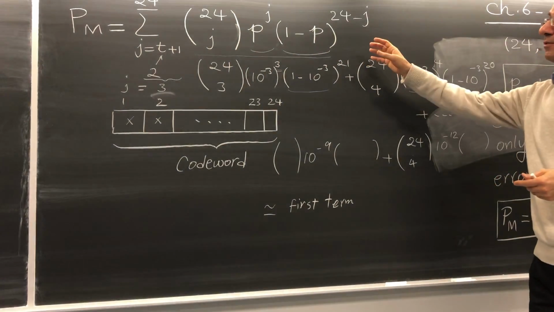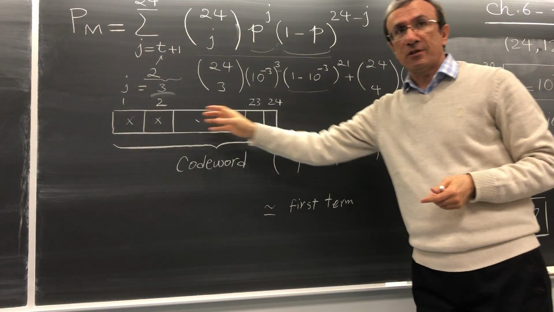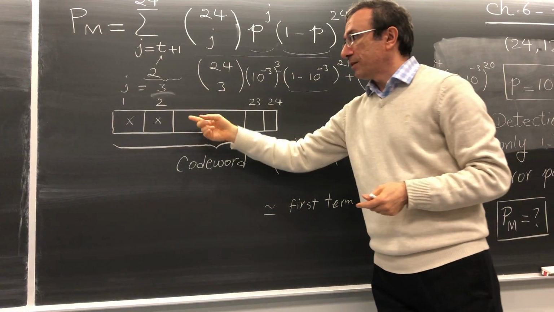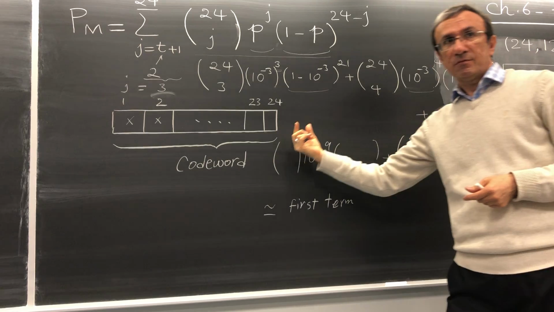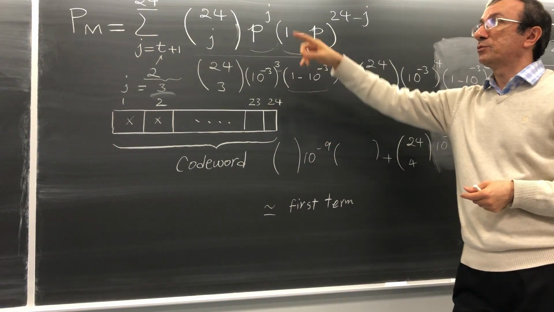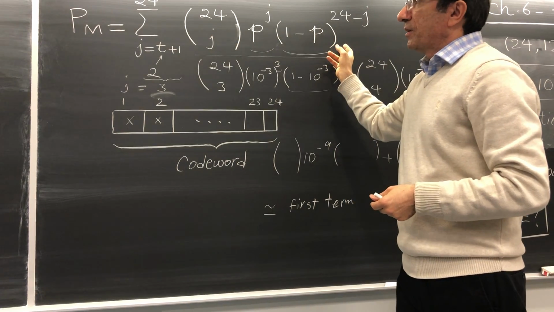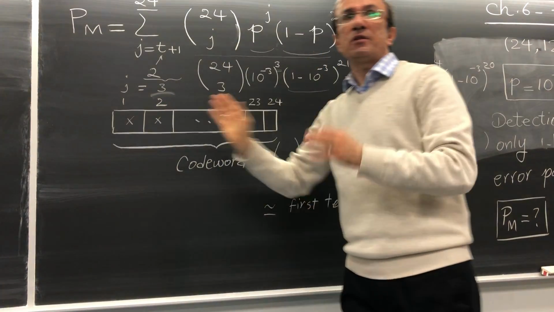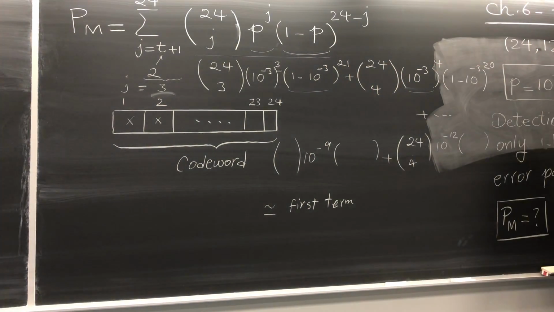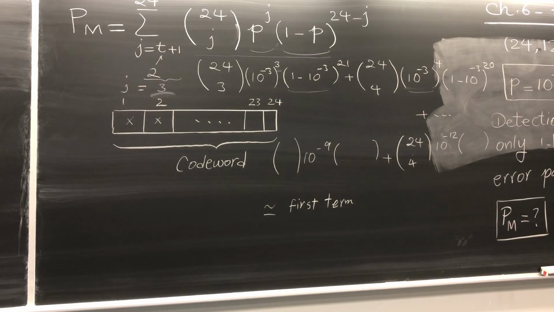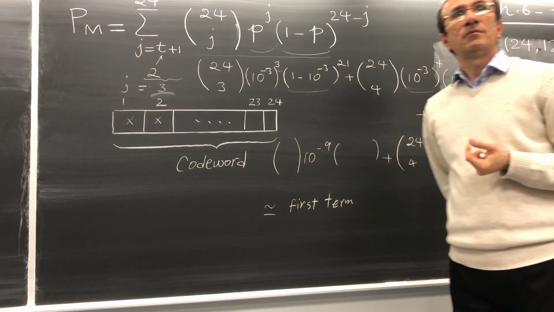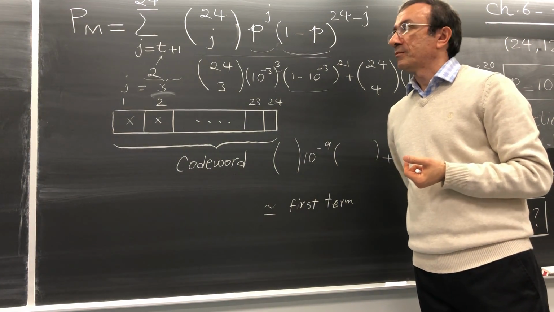Now, if some errors occur in the code word, it's going to be 3 bits of error, 4 bits of error, all the way to 24 bits of error, right? So the summation starts from where the code is unable to correct errors. And we subtract it from one for the answer, right? Is the answer going to be one minus this summation?